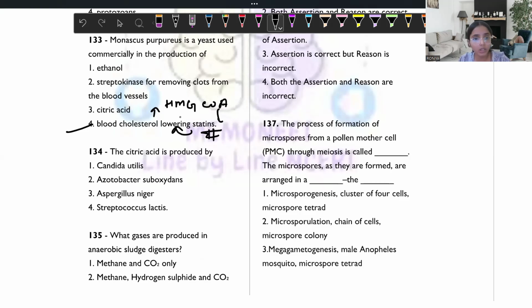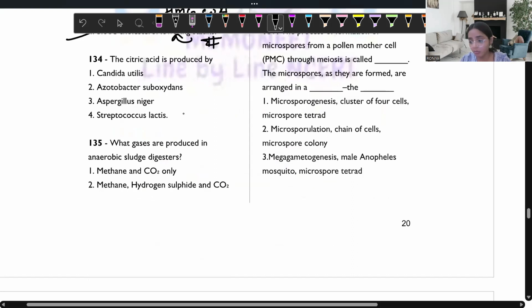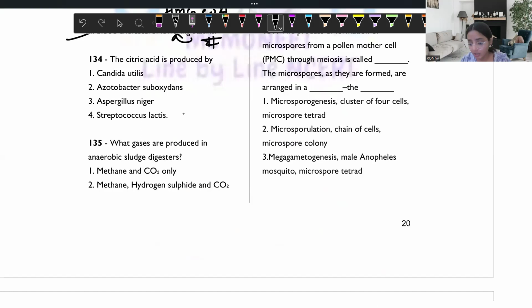134. The citric acid is produced by Aspergillus niger fungus. What gases are produced in anaerobic sludge digesters? This is nothing but the sewage treatment plant. And the question is asking what gases are produced in an anaerobic sludge digester. The answer is methane, hydrogen sulfide, and carbon dioxide.